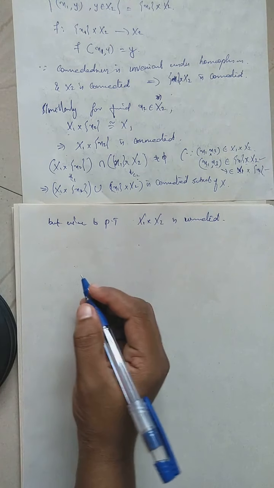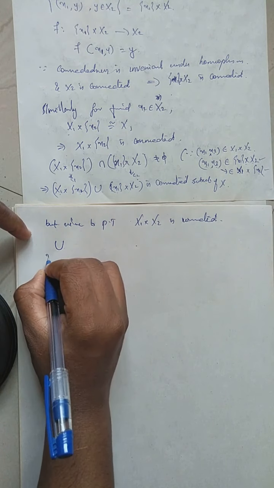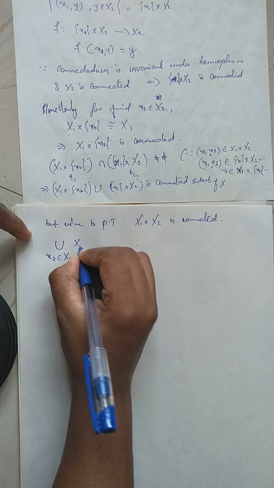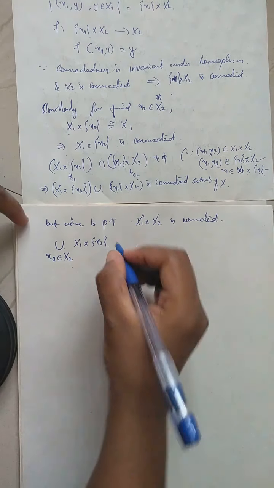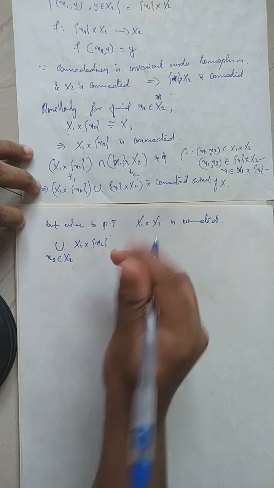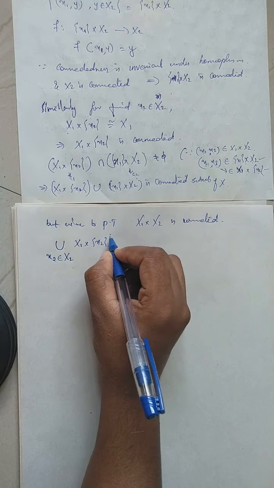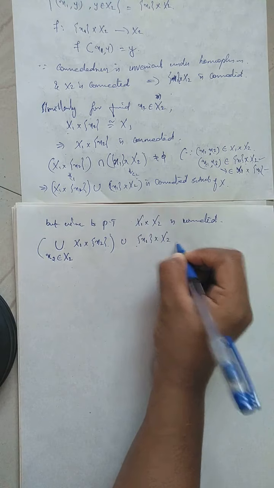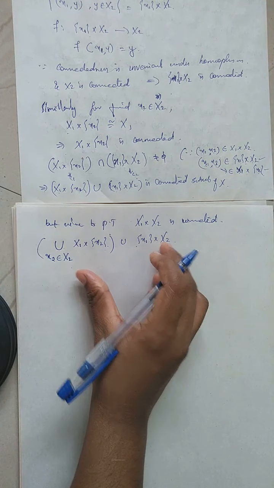Now consider the union over all x2 varying over capital X2 of X1 cross singleton {x2}. Okay, what about this set? Consider this union. Is it connected?